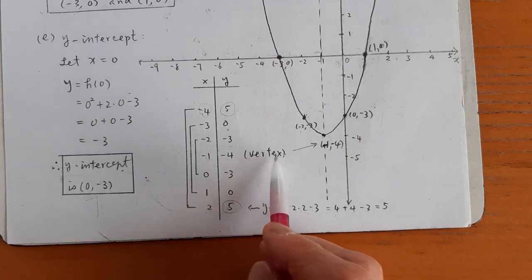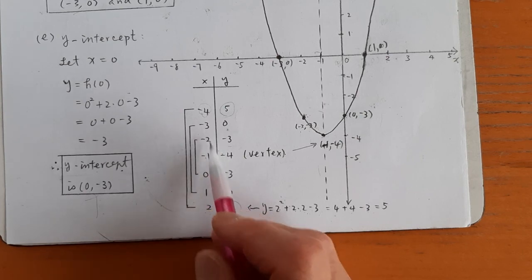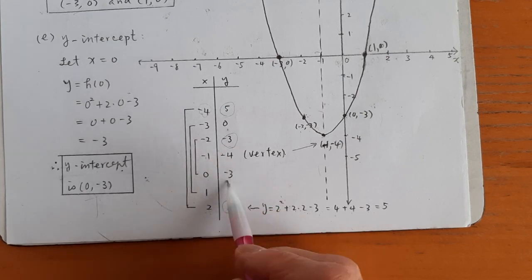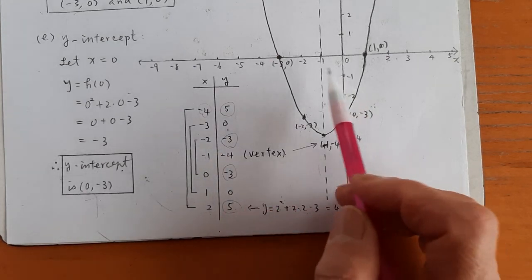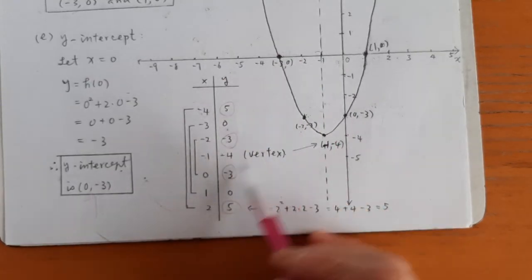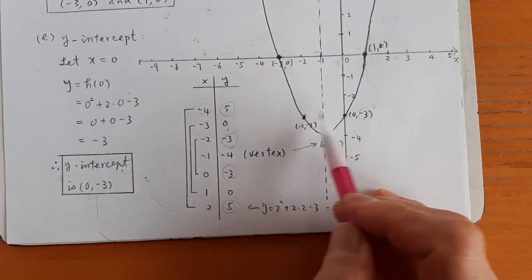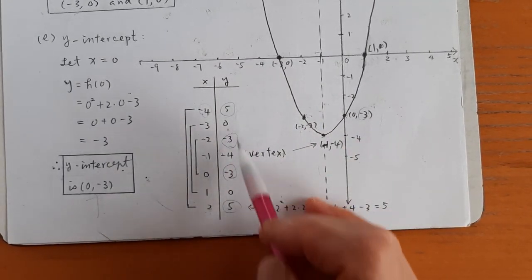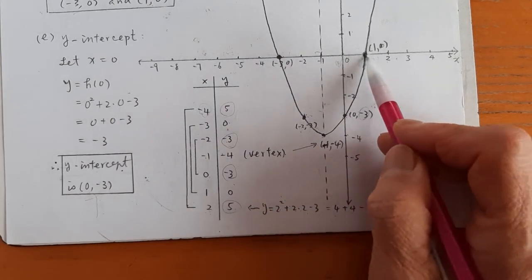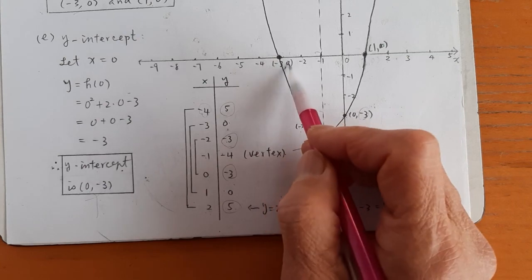So this is the vertex. Vertex (-1, -4). And the two are symmetric, same function value, -3. X-coordinate -2, y-coordinate -3. X-coordinate is 0, y-coordinate also -3, symmetric. And the two are symmetric. When x is 1, the y-coordinate is 0. When x is -3, the y-coordinate is 0.